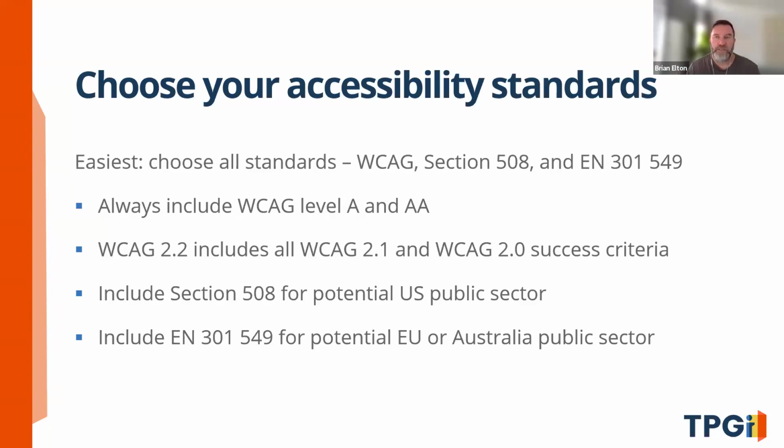If you have the possibility of US customers in any level of government, in public or private schools which receive public funding, then you want to include Section 508. And the same thing goes for EN 301549 for the European Union or Australia. So really, the best thing to do is just to pick everything, right? Choose the international standard, get all of it filled out, and then you've got one document that's ready to go for any situation.